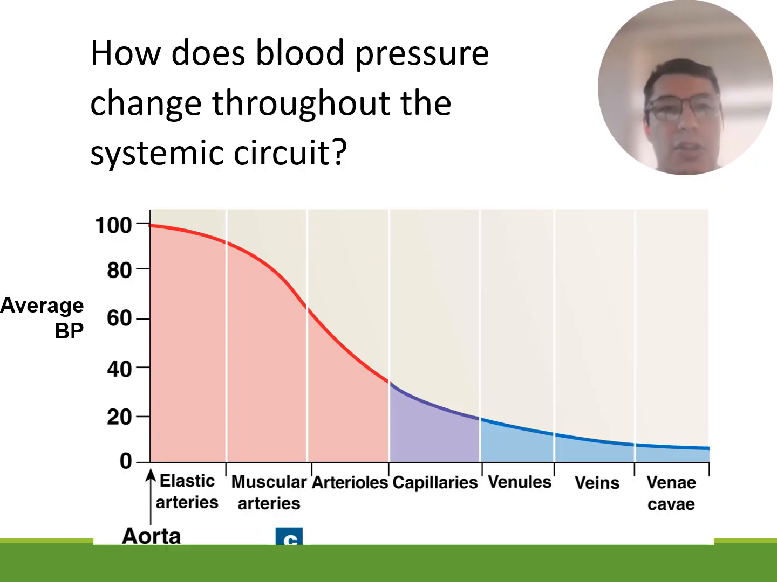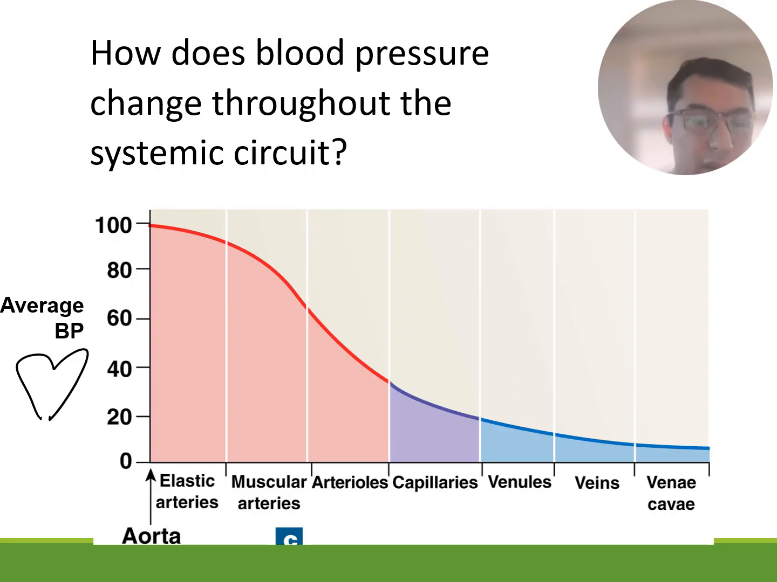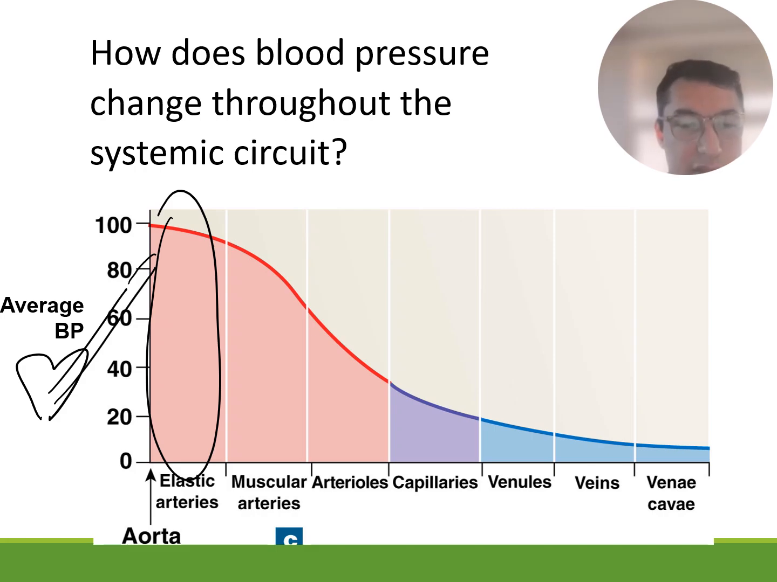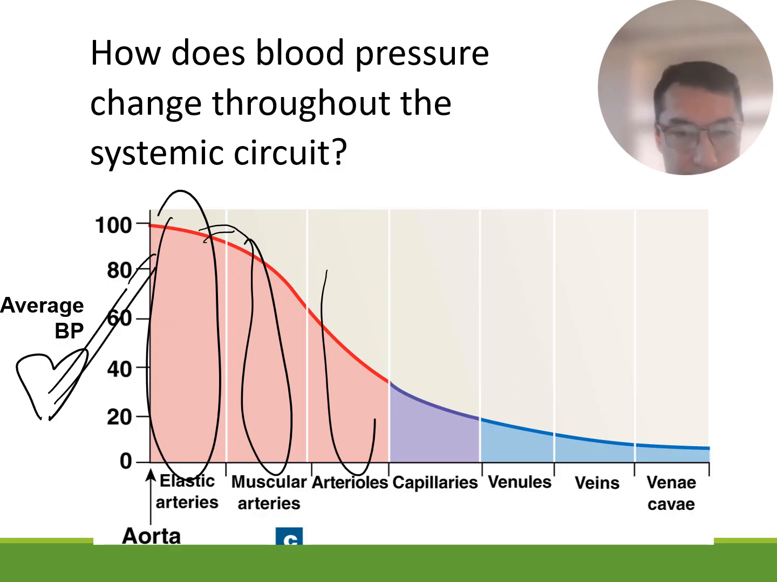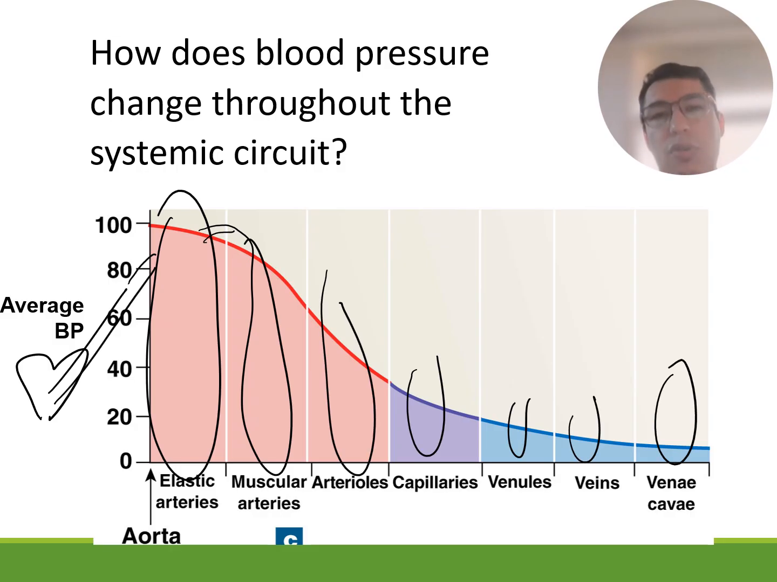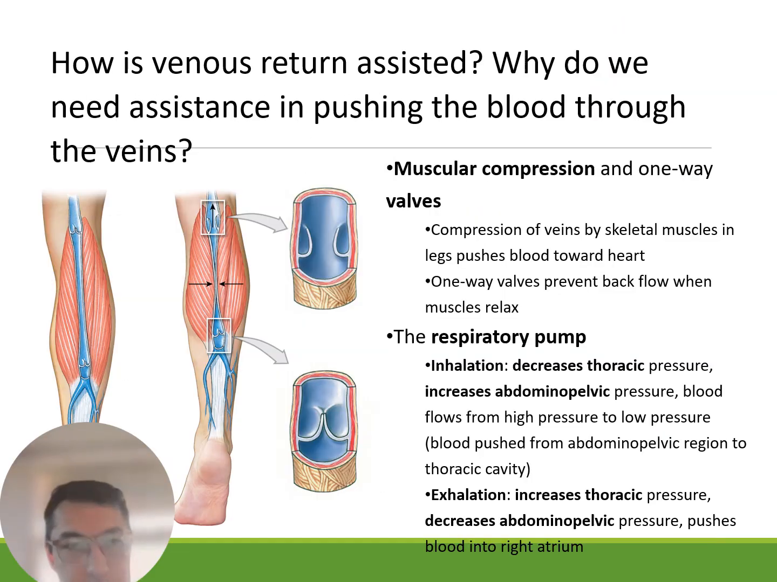How does blood pressure change throughout the systemic circuit? So we have our heart, our pump, pushing out of that left ventricle, and that pressure is greatest in the elastic arteries, and it starts to distribute that pressure. It starts to decrease, decrease. So pressure throughout the system decreases.